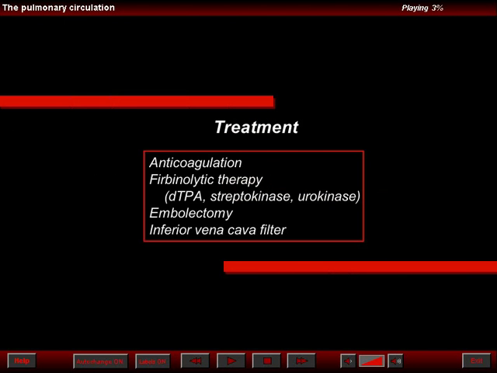The treatment of pulmonary thromboembolism consists of the use of anticoagulants, fibrinolytic therapy in selected cases, embolectomy, and the insertion of an inferior vena cava filter. tPA, streptokinase, and urokinase have been utilized for the destruction of thrombi. tPA is one of the most popular agents, and it can be either systemically utilized or directly applied proximally to the occluded vessel.